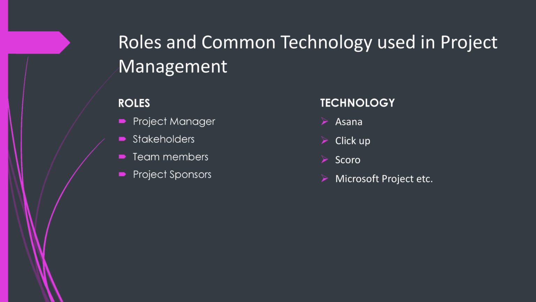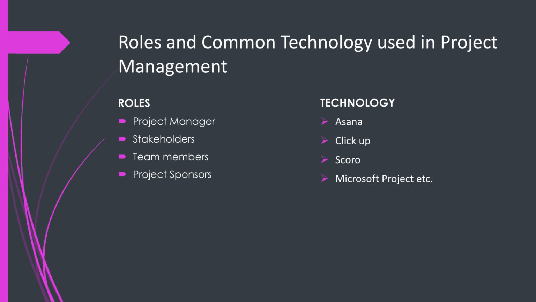So in project management, the key roles include the project manager, responsible for overall project success, the team members carrying out tasks, and stakeholders, those with interest in the project outcome. Now, project managers plan, organize, and execute projects, while team members provide specialized skills and expertise to do the job. Now, the stakeholders provide guidance and feedback, ensuring alignment with project goals. Those just covered the roles and the responsibilities.